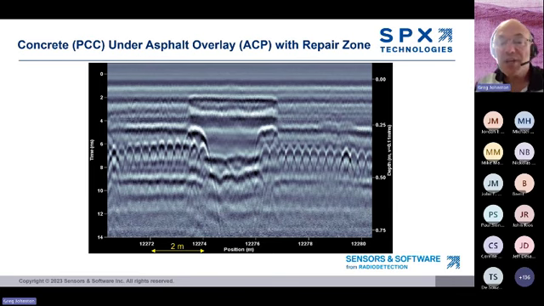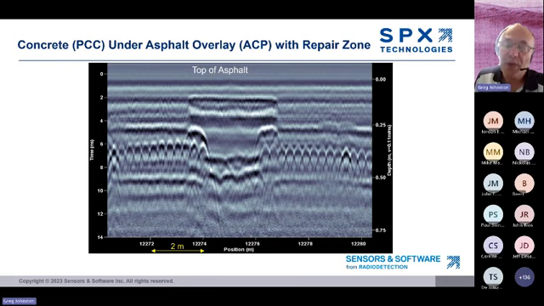Now, here's GPR data that was collected on a road with a very complex history. So here's how I would interpret this. The top of the image is the top of the asphalt. I can see that on the surface. I see hyperbolic responses that sure look like rebar. So there's likely a concrete slab at depth.